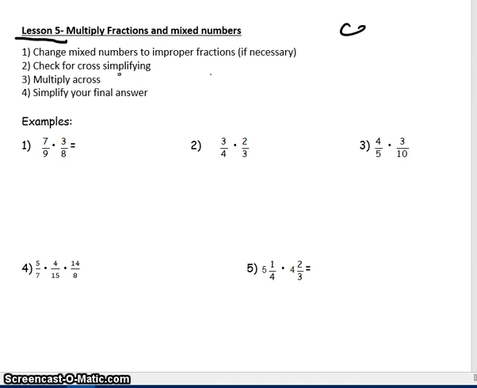So let's start walking through it here. The first thing we always do is check for cross simplifying, also known as cross division. Now, the reason why we like to do this is because it takes down our simplifying tremendously. So let's see what we got.